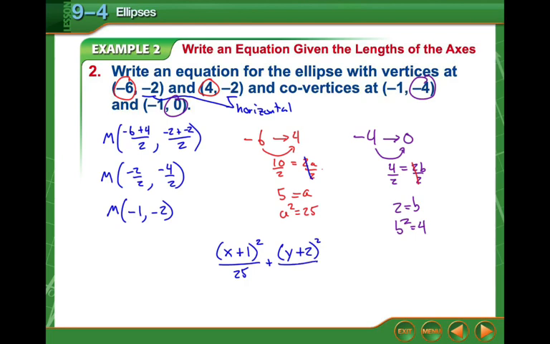So underneath that is our 4 for b squared, and that's equal to 1. So there's our equation for the ellipse with vertices at negative 6, negative 2, and 4, negative 2, and co-vertices at negative 1, negative 4, and negative 1, 0.